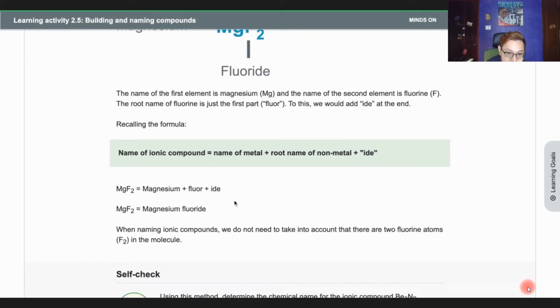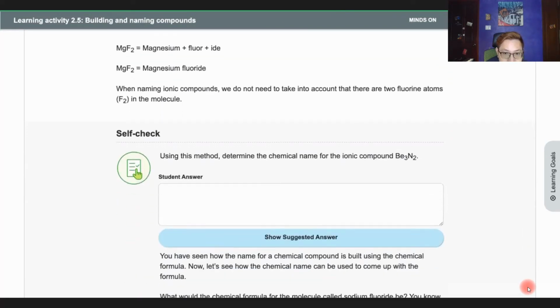Magnesium fluoride. When naming an ionic compound, we do not need to take into account that there are two fluorine atoms, F2, in the molecule. Self-check. Using this method, determine the chemical name for the ionic compound.